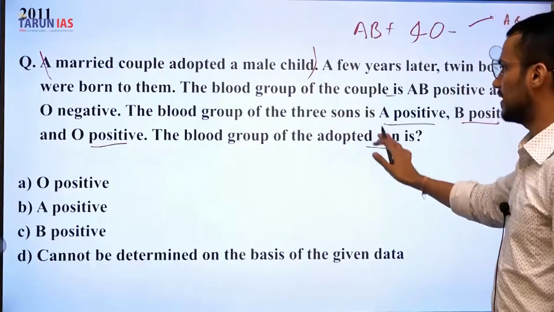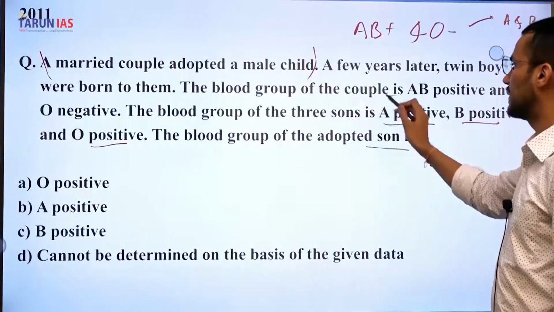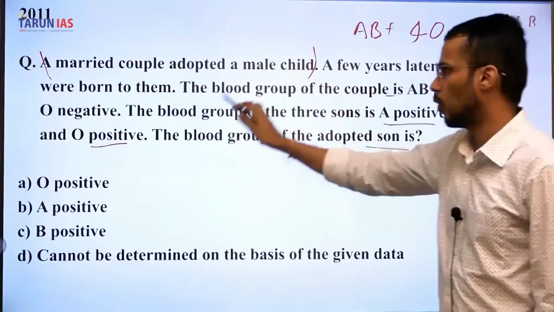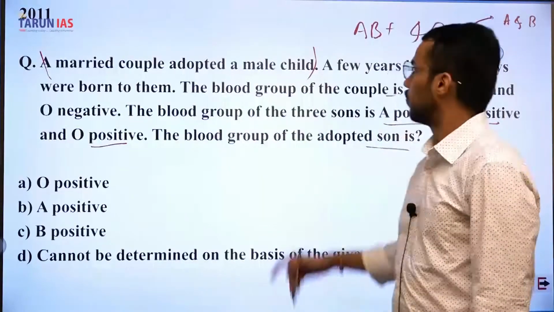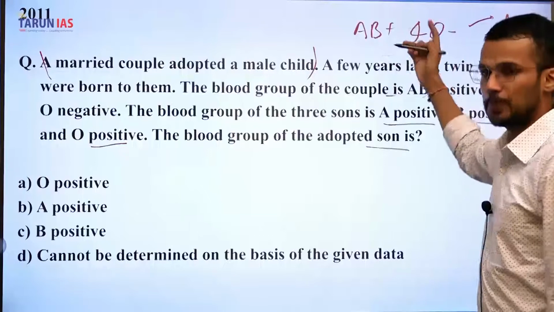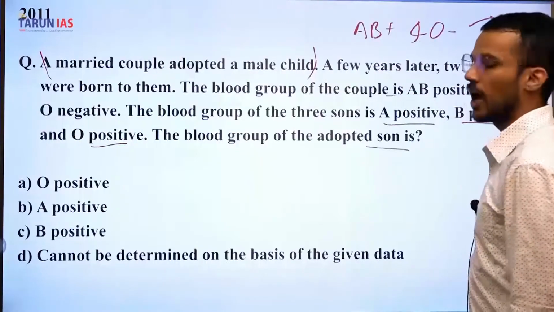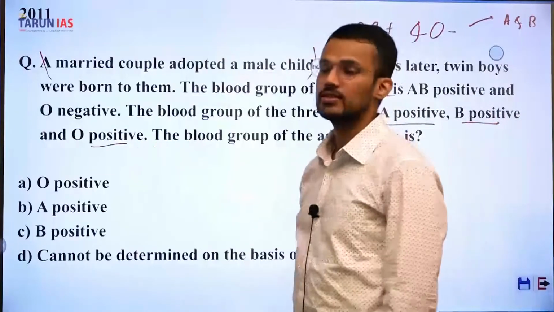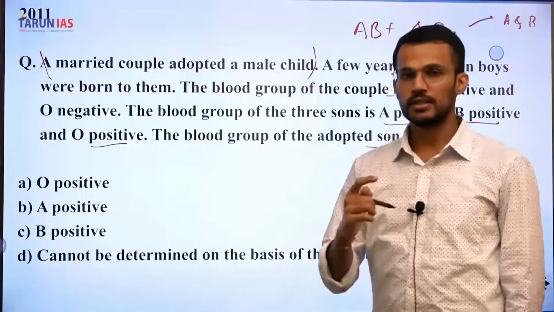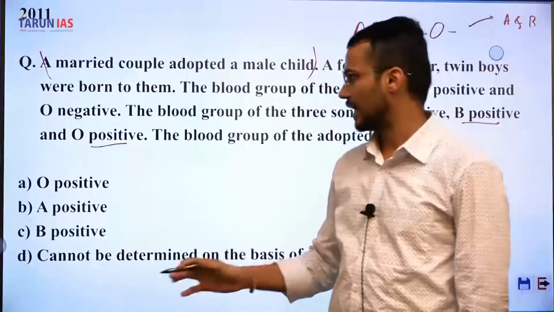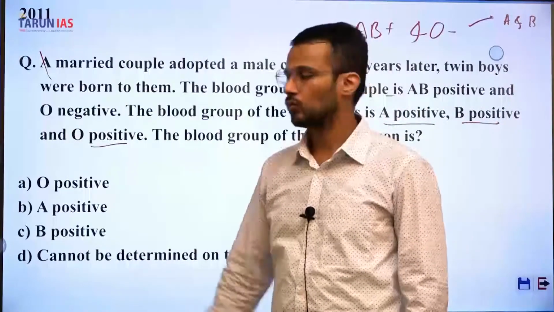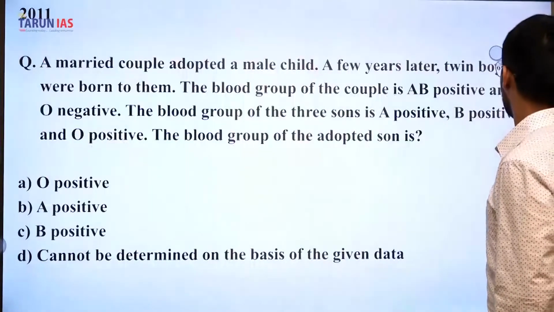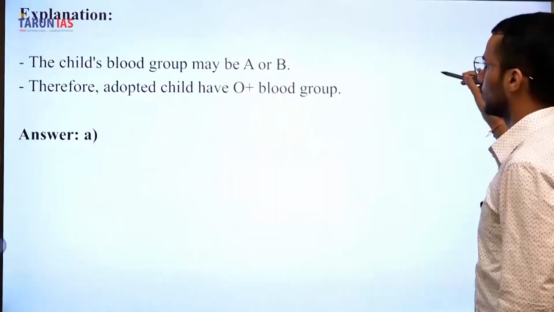And the question says that the blood group of the three sons is A positive, B positive and O positive. For these parents, it is only possible to have A and B blood groups, and hence the answer is O positive. The blood group of the adopted child is O positive, mentioned in option A, right? So you can go through this discussion.